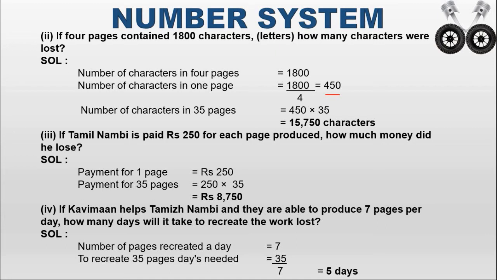So 7 pages in one day they will recreate. That means how many days will they use to create the full pages? The number of pages recreated a day is equal to 7. So to recreate 35 pages, how many days do they need? 35 divided by 7, that is 5 days they need to recreate all the work which was lost due to the rain.